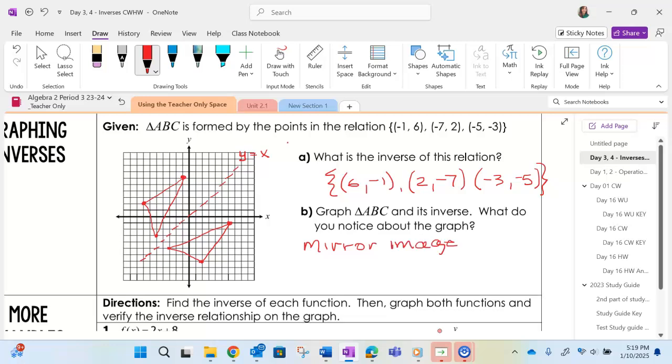If I can write, whoa, this pen is being really weird. Mirror images across the line y equals x. Okay, it should be if they are truly inverses. All right, I'm going to go on to part 2 of day 4.